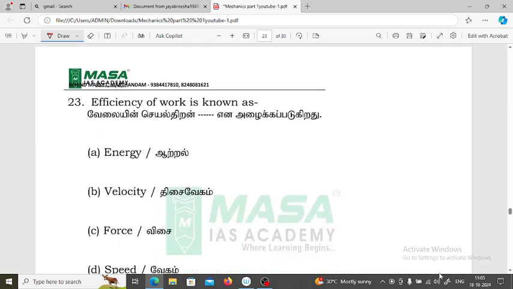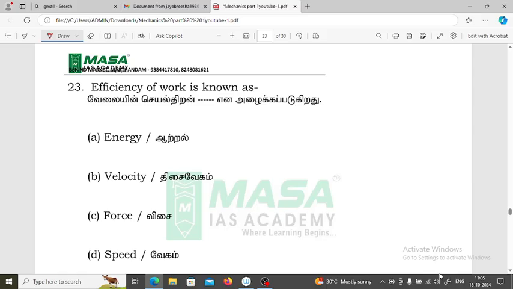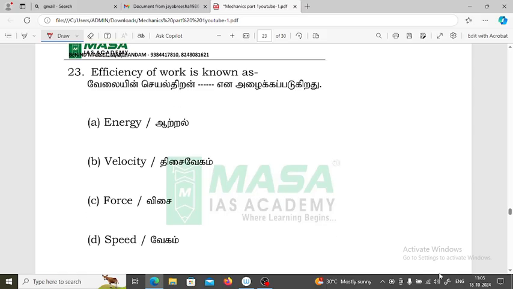Question number 23. Efficiency of work is known as what? Efficiency means how much of the initially supplied energy is converted into useful work. That is, how much of the energy we supply is converted into useful work, that is efficiency.